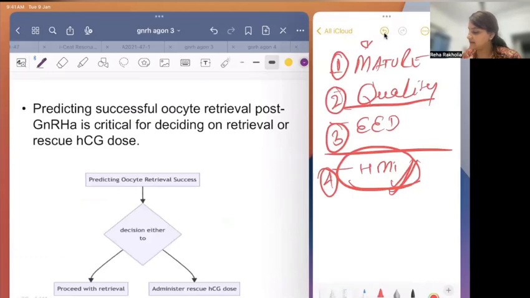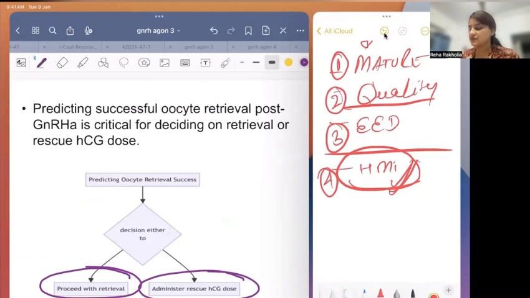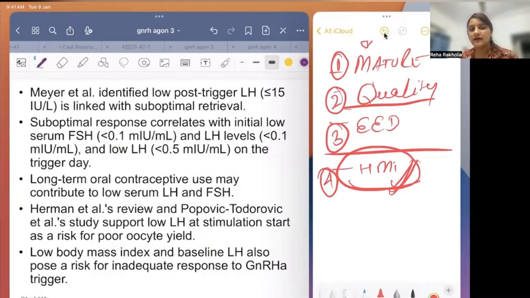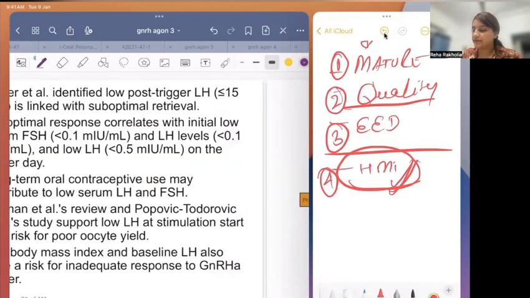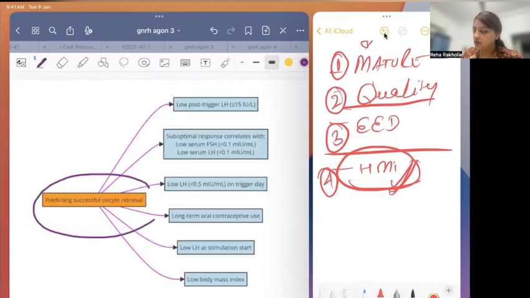Now, predicting success. We have to predict whether oocyte retrieval will be successful. Then we'll decide: should we proceed with the retrieval, or should we administer a rescue HCG dose? This theory I'll explain with the flowchart. We'll predict the successful oocyte retrieval.